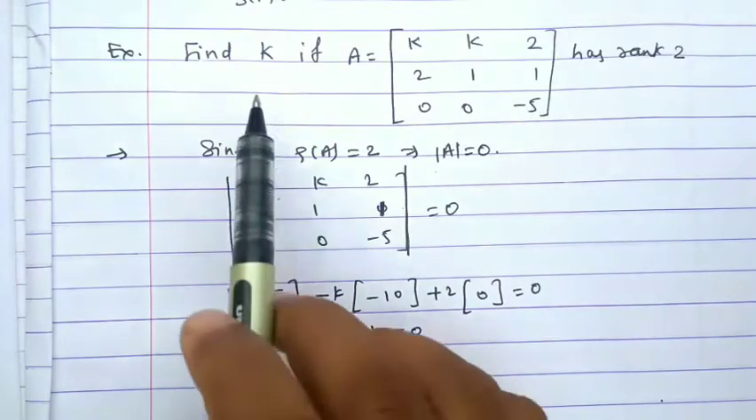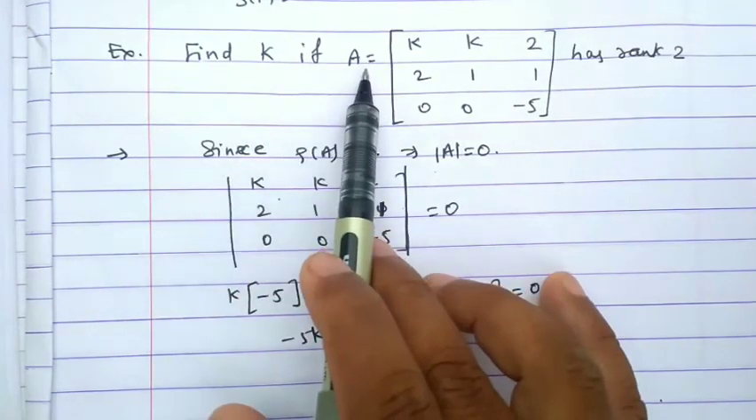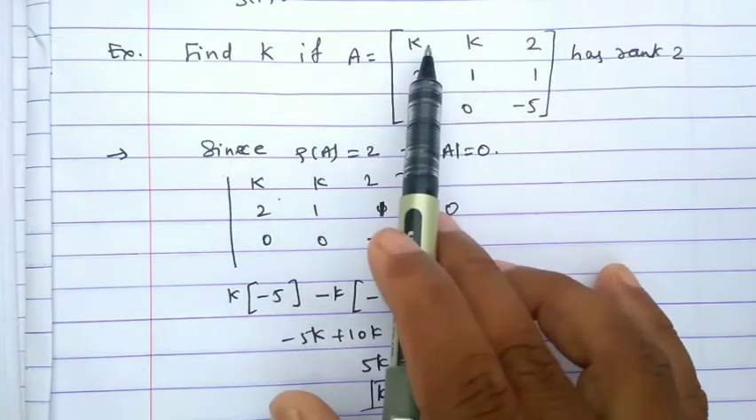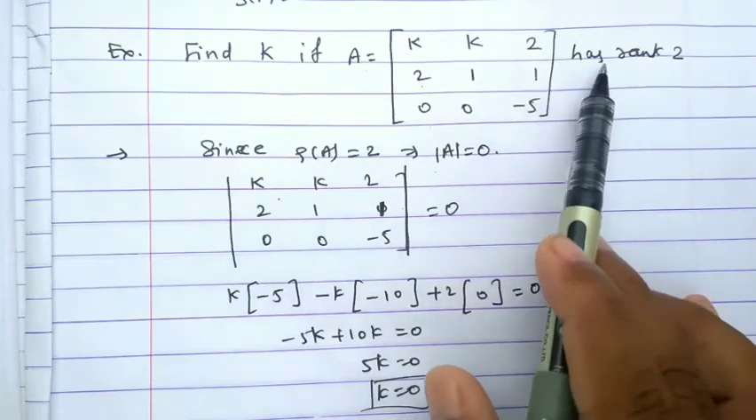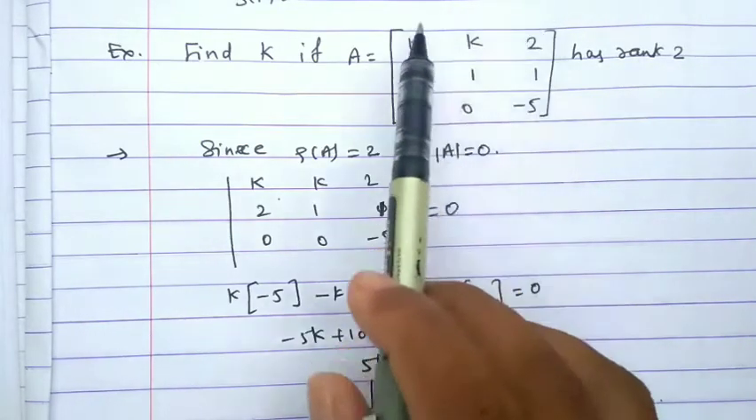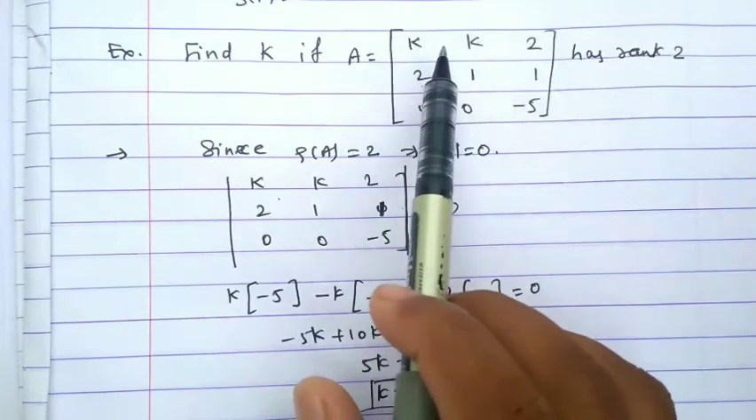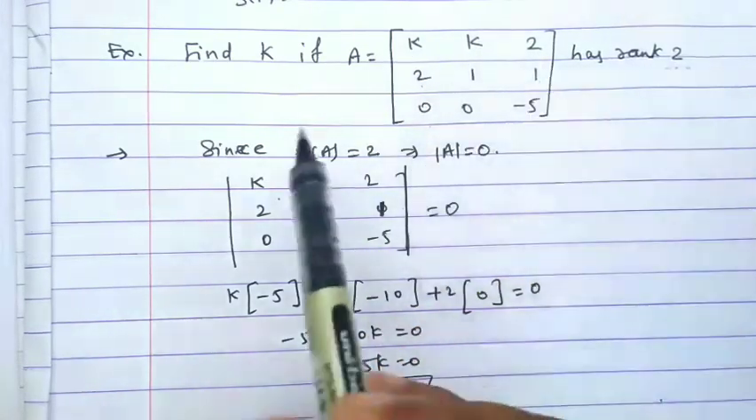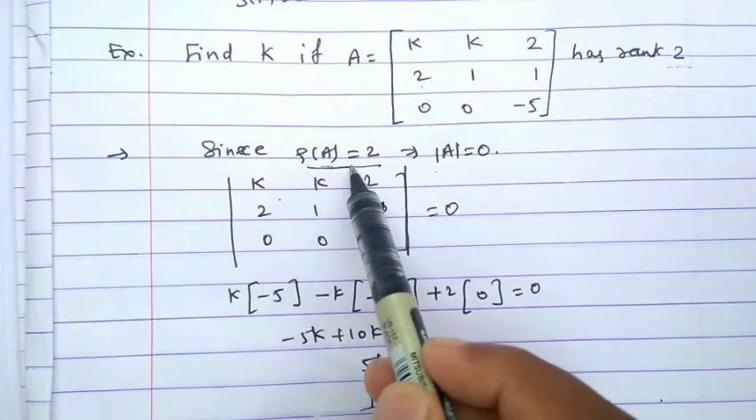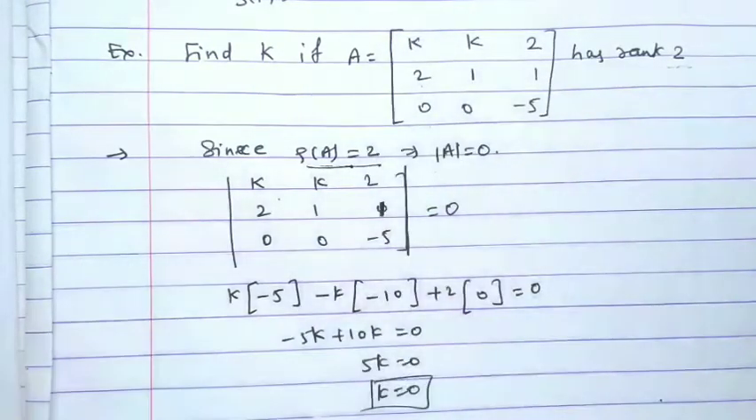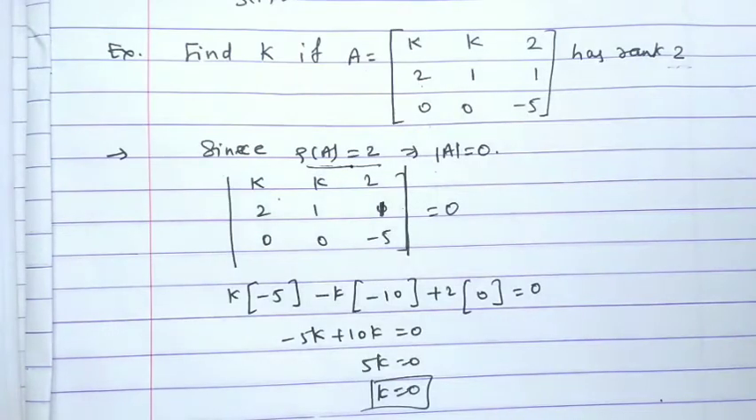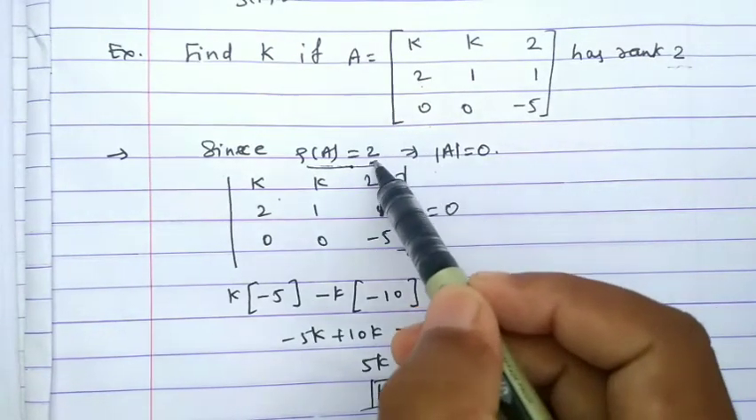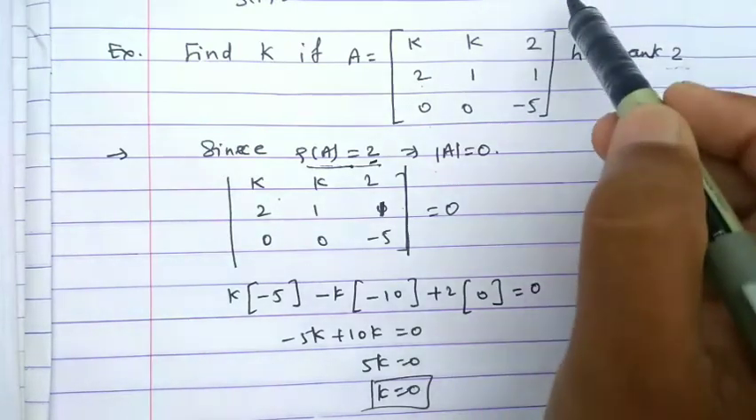Next example, find k if matrix A is equal to first row k, k, 2, second row 2, 1, 1, third row 0, 0, minus 5 has rank 2. So you have to find the value of k given that the rank of this matrix is 2. Since the rank of this matrix is 2 and this matrix is of order 3 cross 3, according to the definition, the minor of order greater than 2 must be 0. So that means the minor of order 3 is 0.